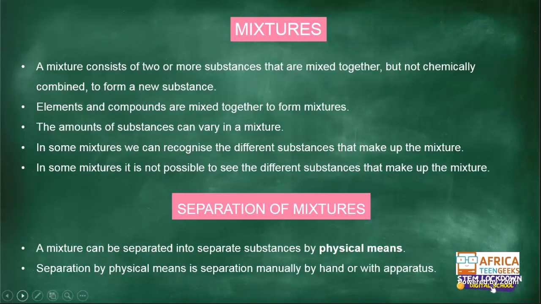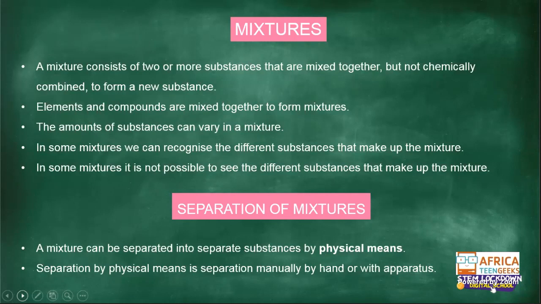So now we're going to go on to talk about mixtures. A mixture consists of two or more substances that are mixed together, but not chemically combined. You get different types of mixtures. You get a mixture that can combine chemically, but then you get mixtures that do not combine chemically. And this lesson is more structured on mixtures that do not combine chemically, meaning that it is not going to form a new substance. They're still going to stay in their original form, but it's just going to be mixed together.